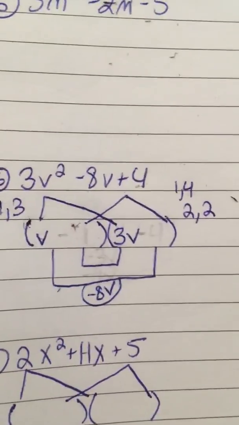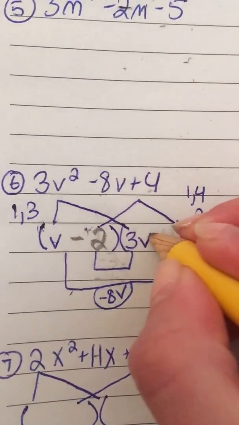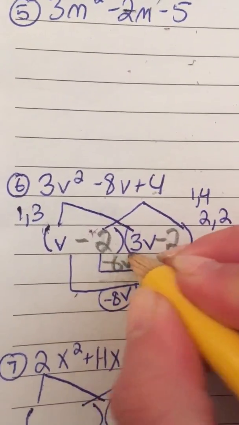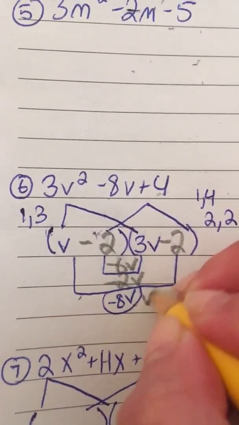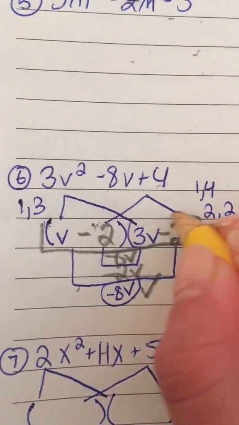So that means it must be 2 and 2, so hopefully it works out. Let's see, minus 2, minus 2. Inner would be negative 6v, outer would be negative 2v, they add to negative 8v, we are good. Final answer is v minus 2 times 3v minus 2. Okay, and then let's also do number 8.